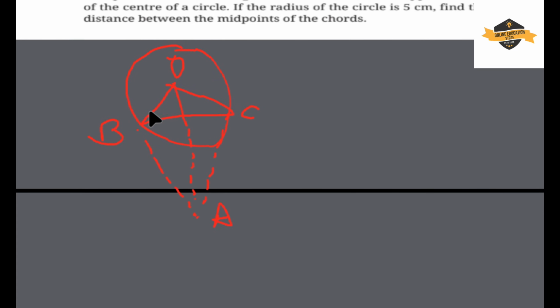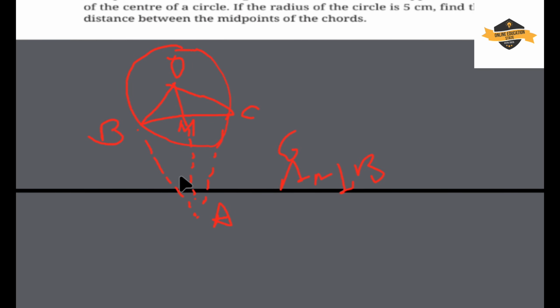This is one circle, and I have called the chord BC. O is the center, A is outside the center, and this is M. O is the center of the circle. AM is perpendicular to BC, and AB is equal to AC. In triangle ABC, AB is equal to AC is given.